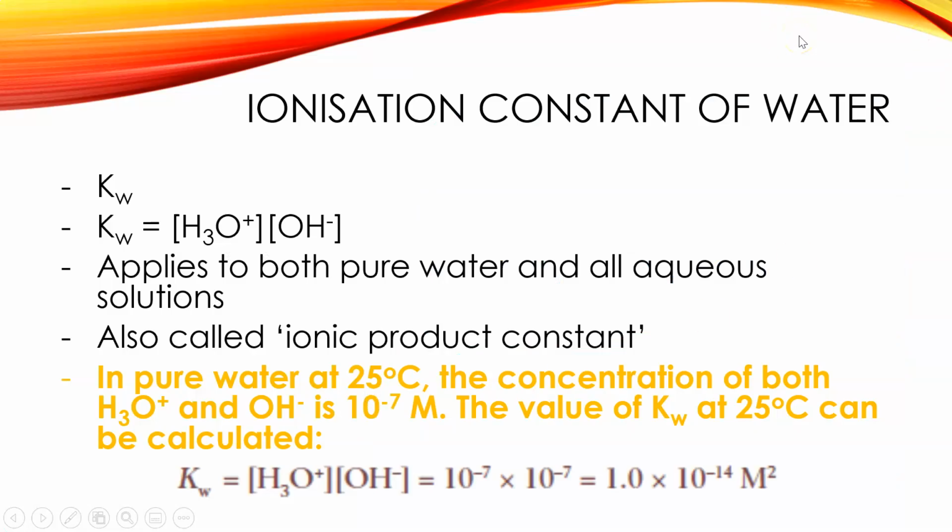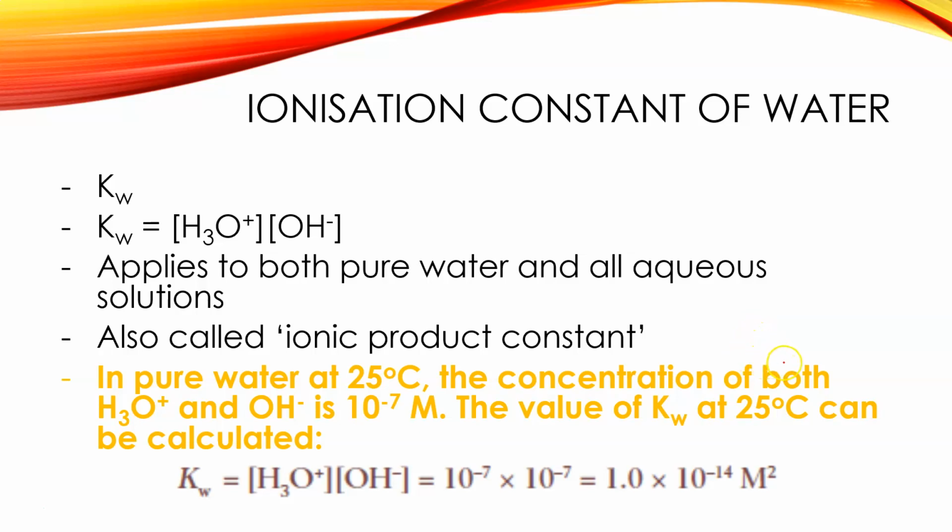We also know that the ionization constant of water is given as Kw. Kw can be written as the expression: the concentration of H3O+ multiplied by the concentration of OH-. This applies to both pure water and aqueous solutions and is referred to as the ionic product. And we've actually already looked at it a bit in SL, and it's not too much more that we're going to consider in HL.